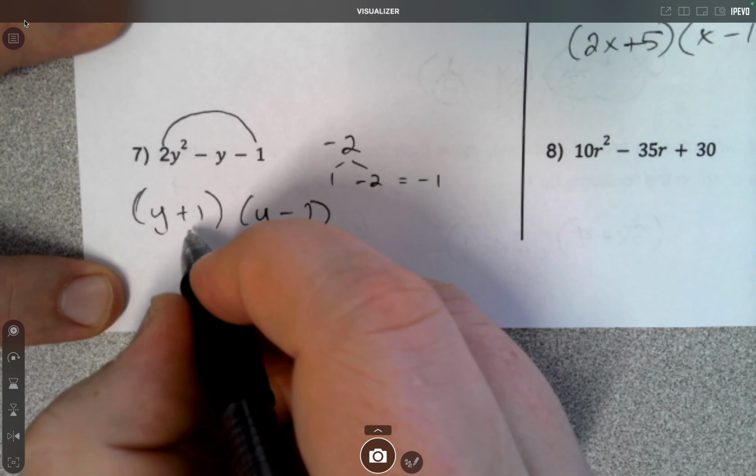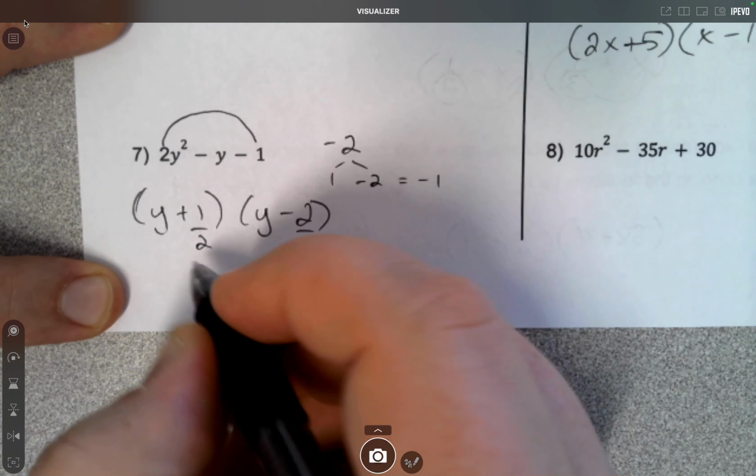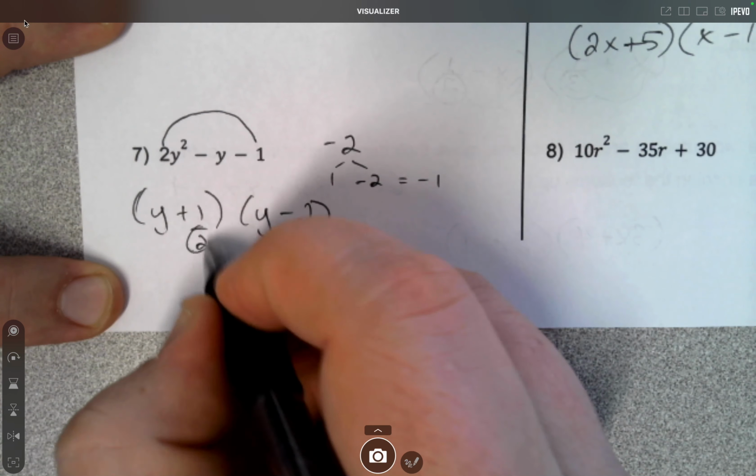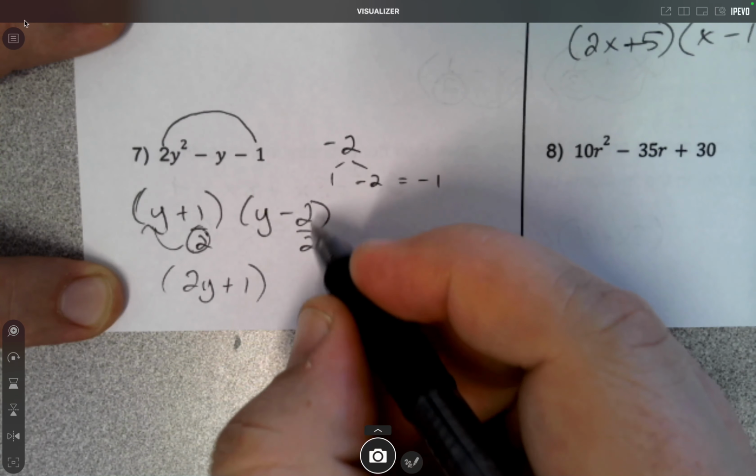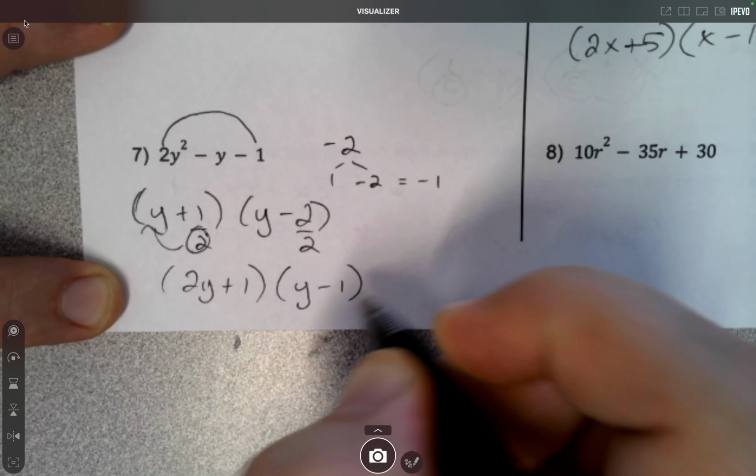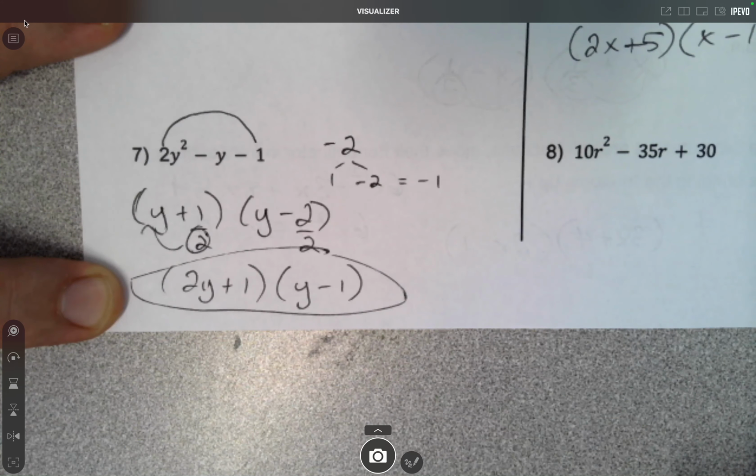Then we'll divide both of these by 2. This is already fully reduced, so I bring the 2 up and get 2y plus 1. This reduces to 1, giving us our final answer.